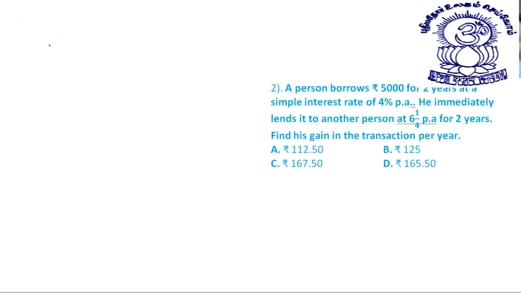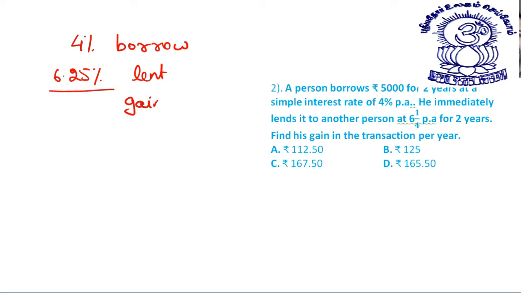See, let's say I borrow a certain amount at 4%. The same principal I lend out at 6.25%. So my gain is what? Clearly, when I'm borrowing, I'm paying 4%. But when I'm lending it out further, I'm charging 6.25%. So I can say I make a gain of 2.25%.